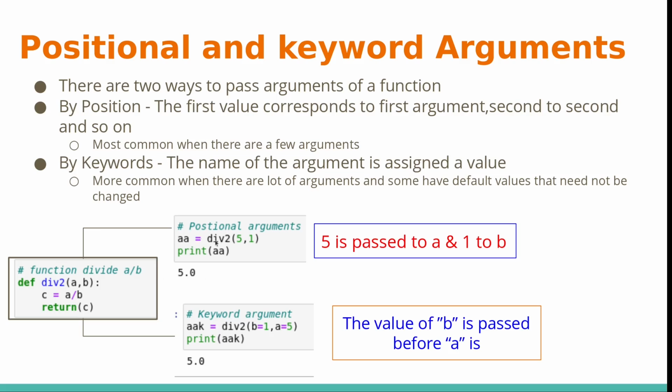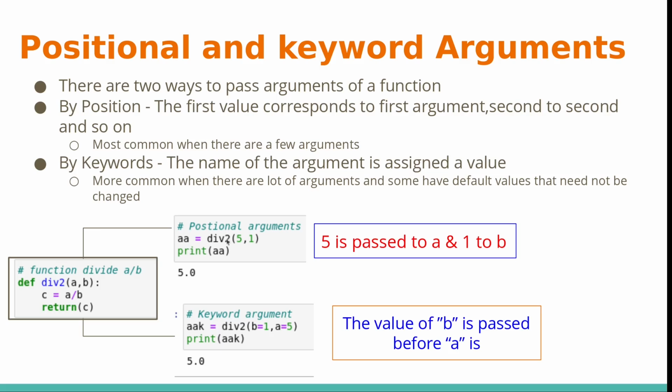One way to do it, once this function is loaded into memory, is to call this function div2 and pass arguments 5, 1. Whatever the output is, I'm going to store it in AA, and here I'm printing AA.